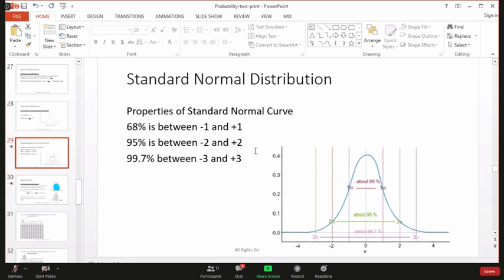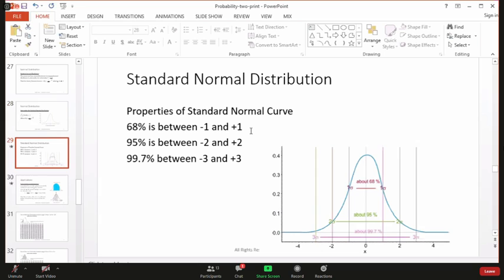Now, when you convert to the standard normal distribution, see that mu minus sigma and mu plus sigma become minus 1 and plus 1. Can you see? If you can't understand that, take a piece of paper and write. What is mu minus sigma? When mu is 0 and sigma is 1, that is minus 1. What is mu plus sigma? Mu is 0, sigma is 1, so plus 1. You can see that the range mu minus sigma to mu plus sigma becomes minus 1 to plus 1.